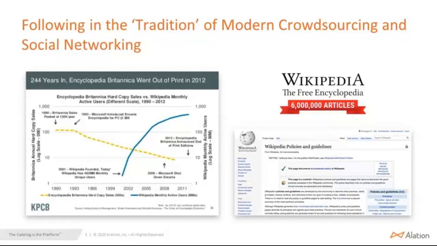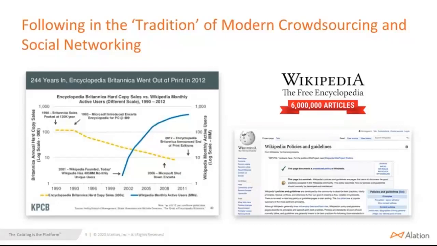It wasn't only a few years after the introduction of Wikipedia that they went out of print. No one would have ever thought that would happen, but it happened in a very, very short period of time. And so why was that? Well, we think in this industry, it was an example of the shift to crowdsourcing, where people didn't want to just be consumers, but wanted to take their expertise and share it, and they wanted to collaborate, to resolve differences in how people saw things.